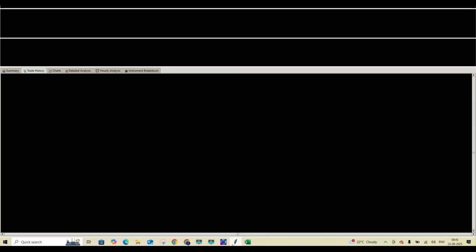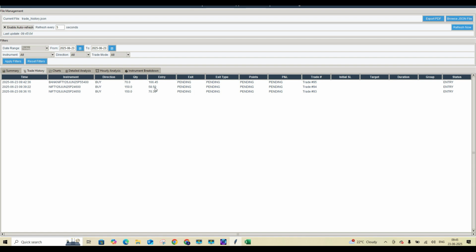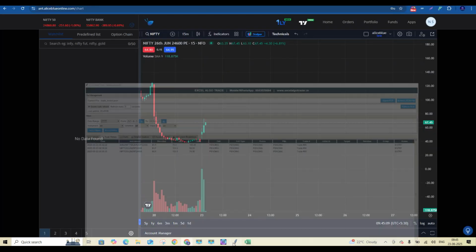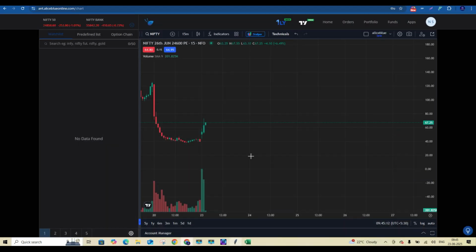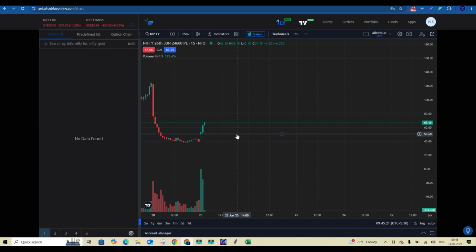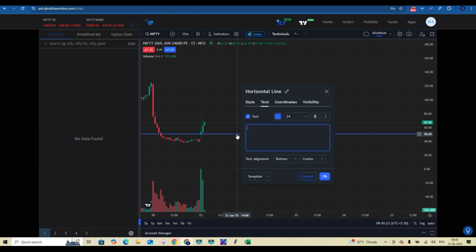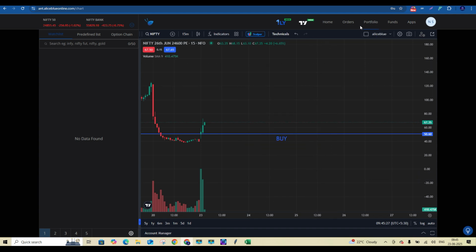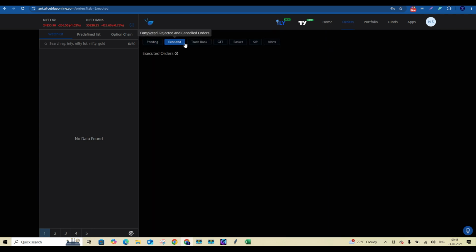Even this is also Nifty, that is, the entry was taken at 58.50. Even the point is very important. Here where the buy was generated, I'll just mark it as buy here, and okay. And next we'll move on to Bank Nifty. I'll just mark it and show you.